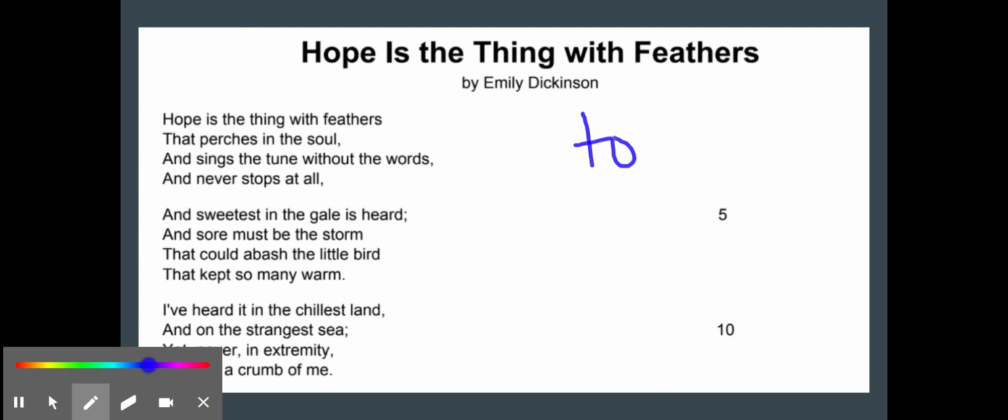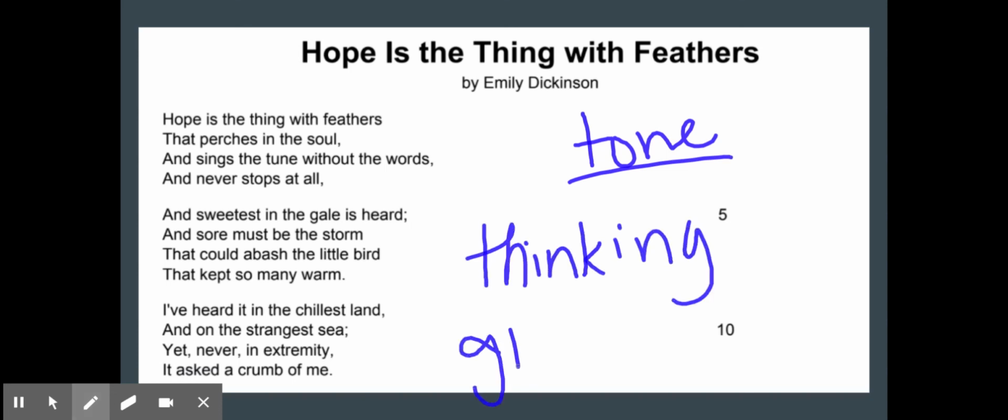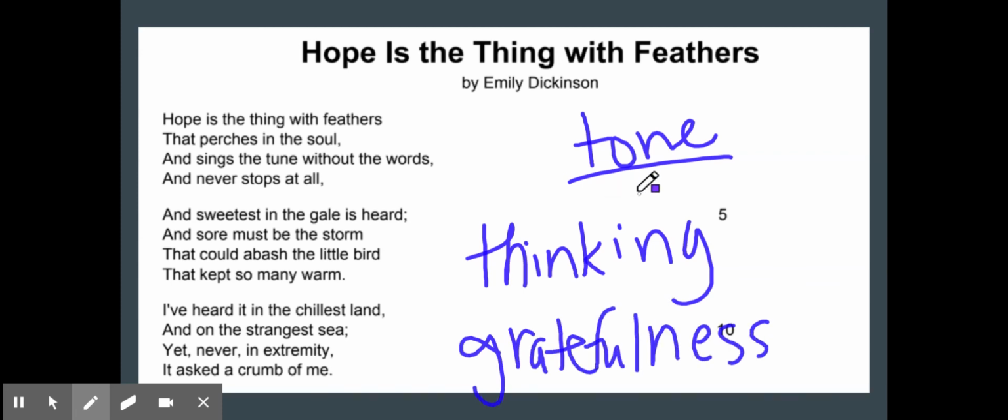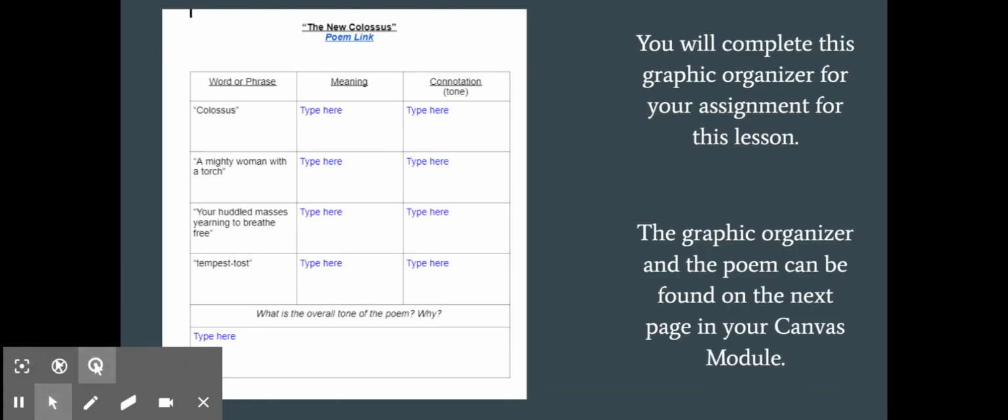Well, the tone would definitely be one of thinking or contemplation, and would also be one of being grateful, right? So again, talking about how it never asked for extremity, and probably we could also say the tone is hopeful, right? Not only is this about hope, but it talks about how it will never stop, and that sweet as in the gale, it is heard. So again, we used those tones and connotations of those phrases to find our overall tone and meaning of our poem. All right, so you're going to complete this graphic organizer for your assignment for the lesson.